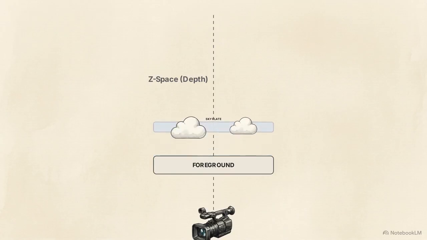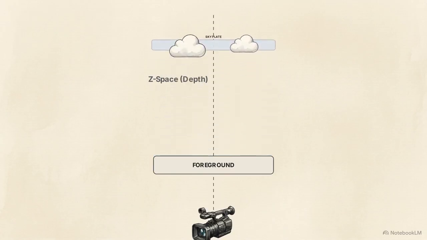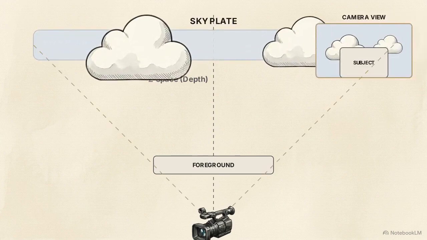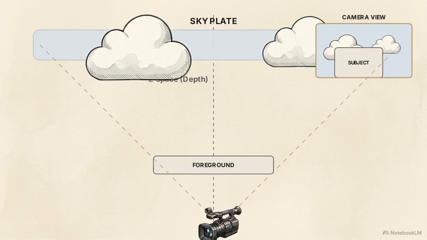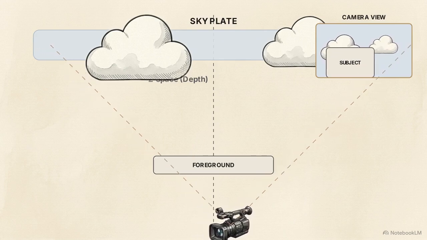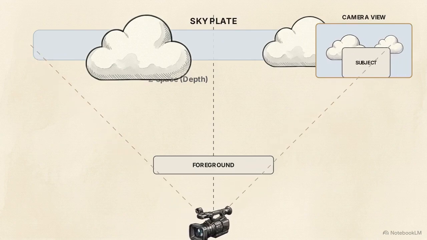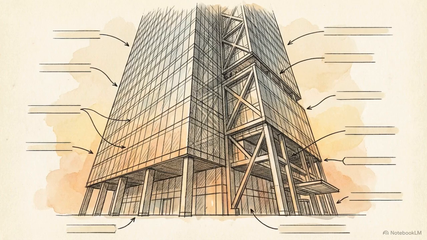This 3D view shows the sky plate pushed deep backward in Z-space and scaled up to compensate for the distance. This Z-space offset automatically generates correct parallax, causing the sky to move slower than the foreground subject to mimic physical reality. Believable atmospheric composites rely on the spatial rules of a 3D environment for seamless integration.